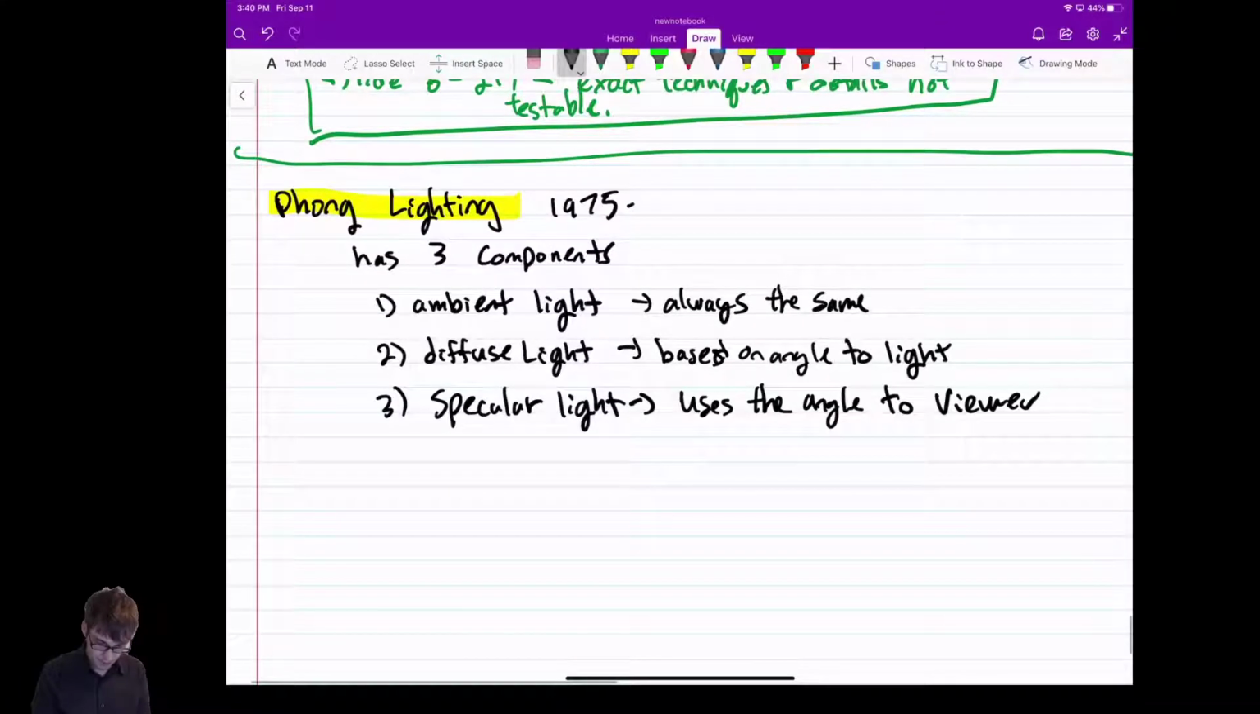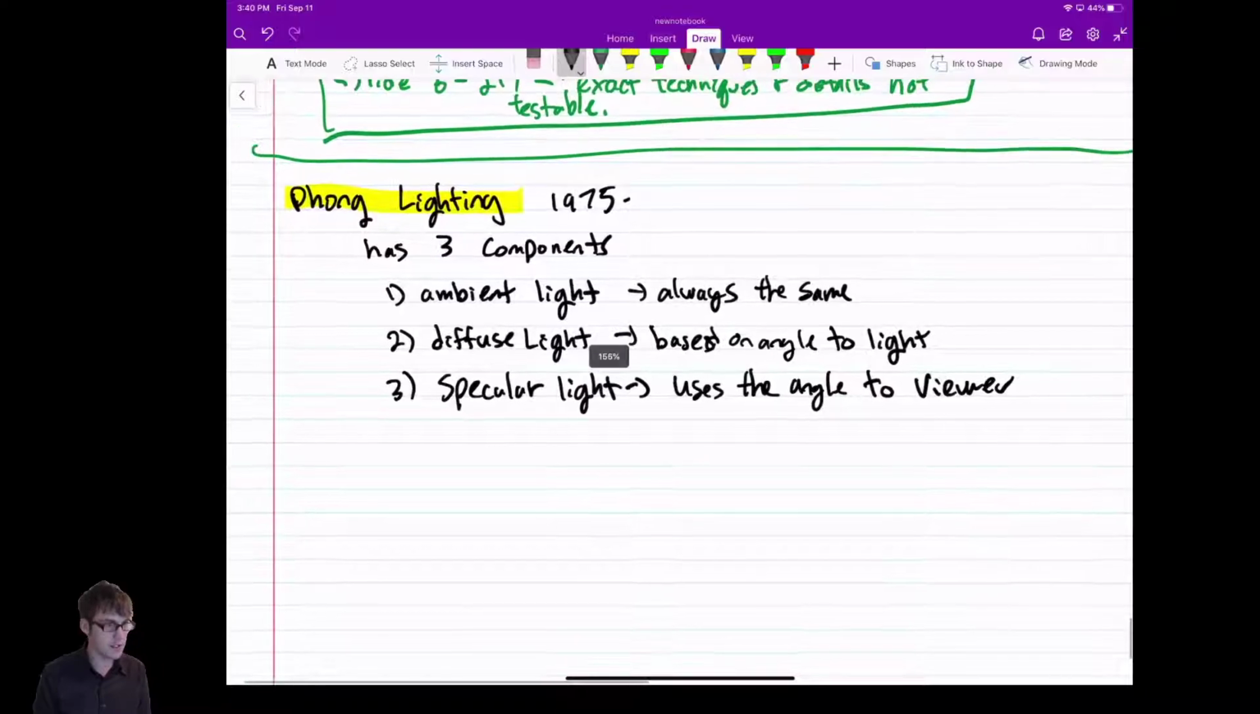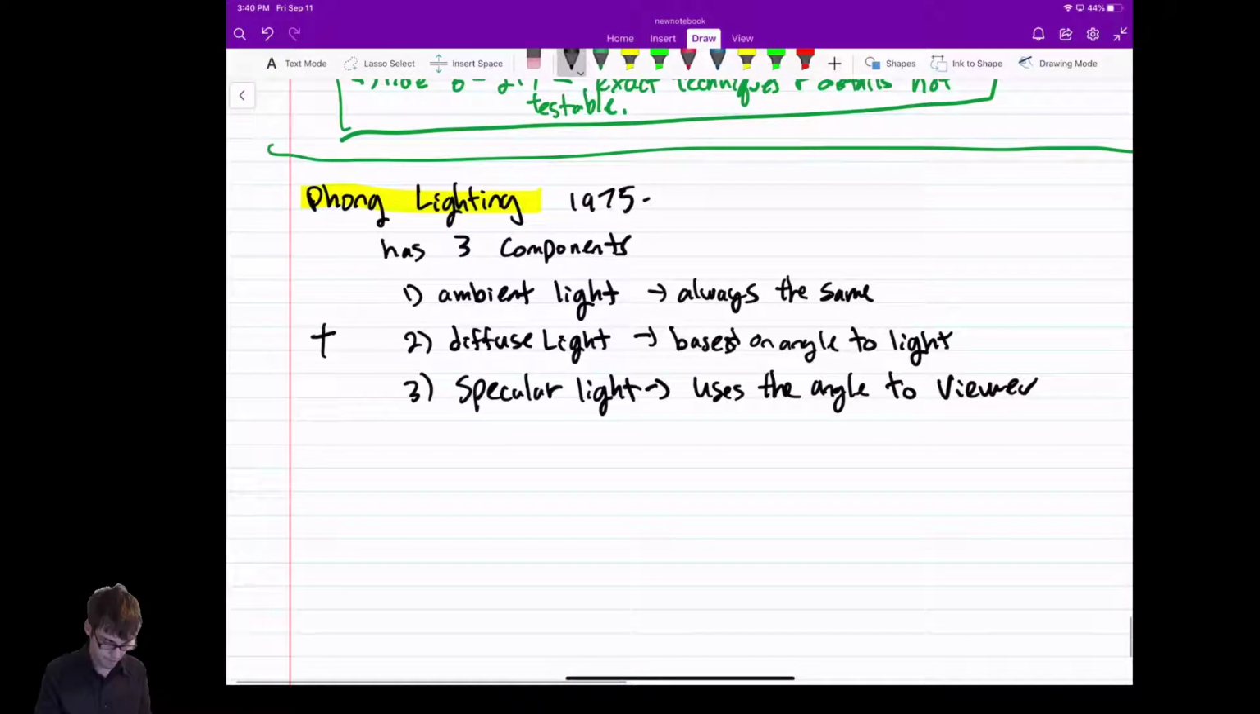We add these three things together, and we have Phong shading. Let's look at slide 22. So that's what Phong shading is. All right, there we go.